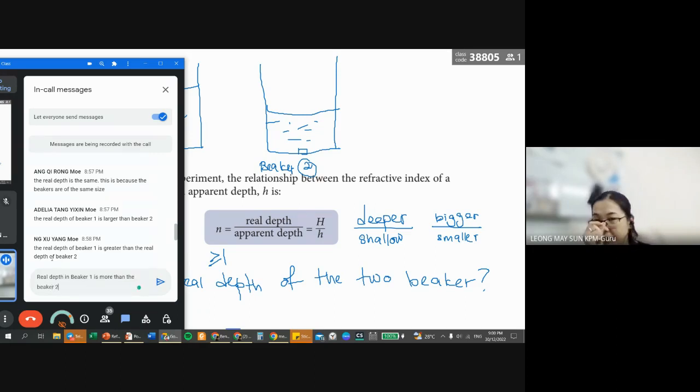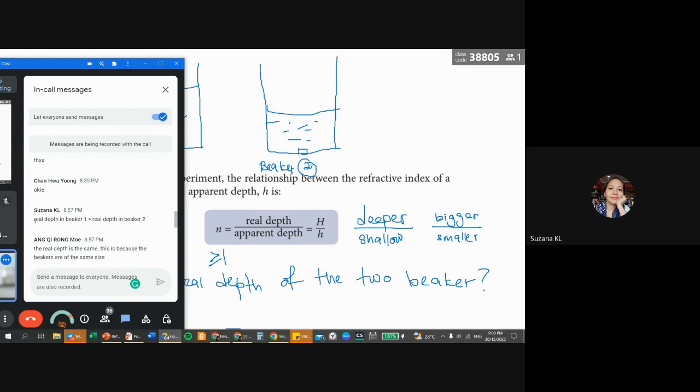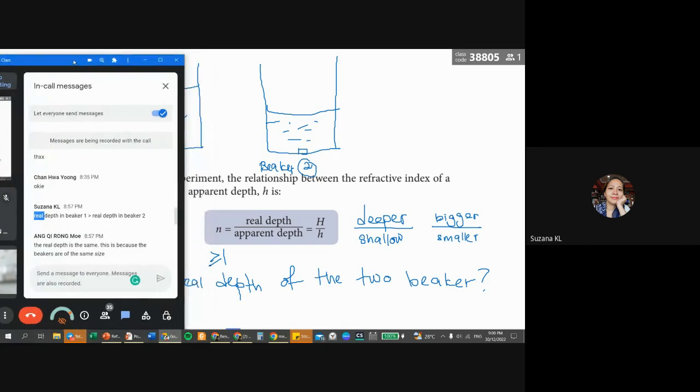Why? Because of the verb, or the comparison word that you're going to use for that. Rabika says real depth in beaker 1 is more. She uses this symbol for real compared to the real depth in beaker 2. This symbol can be used if it is in section A. Only section A can use this method that Rabika wrote. It's not allowed. I was using that because I was lazy. Just so you know, I wouldn't do that in the exam.